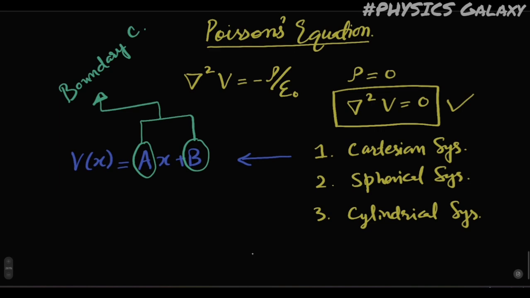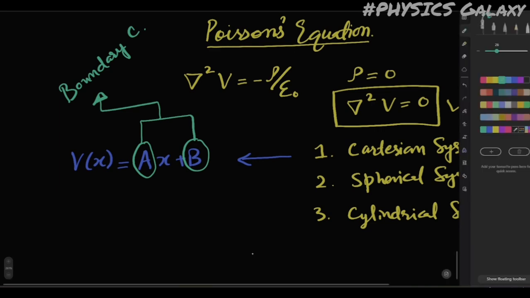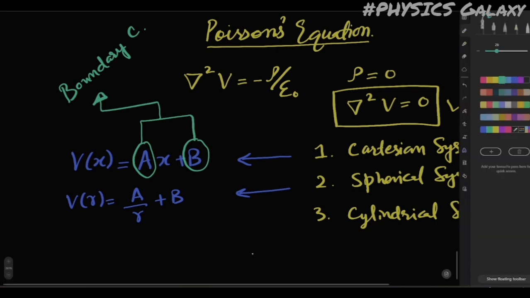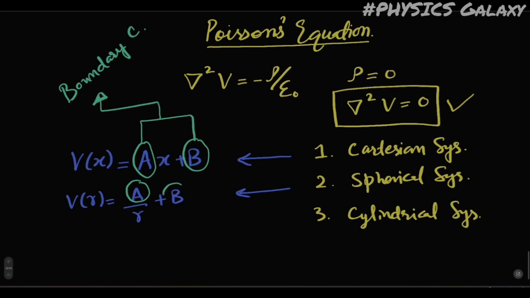Similarly, for the spherical system we also saw the solution, and the solution was V of r equals to A by r plus B. Again, A and B were the constants, whose value depended on the boundary conditions that we used. So today we are going to solve this cylindrical system.